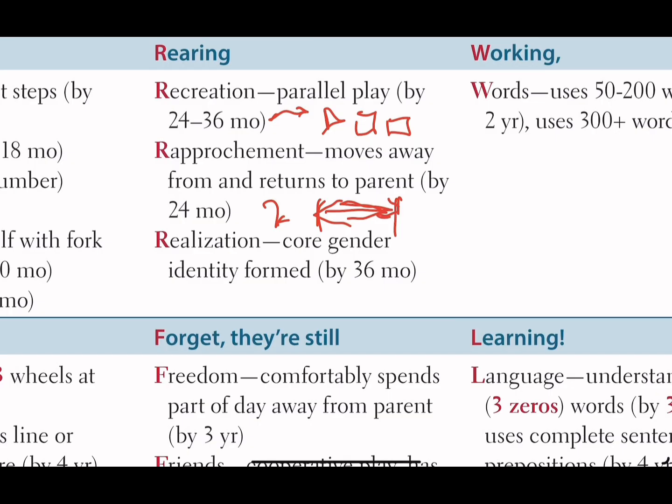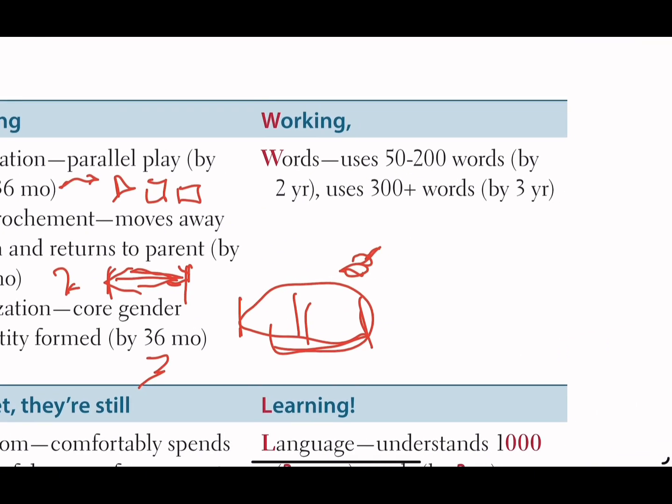Realization: core gender identity formed by 3 years. Let's remember that gender, they always say male, female, or something else, they prefer not to say or whatever, so that is 3 years. Words: uses 50 to 200 words by the second year.